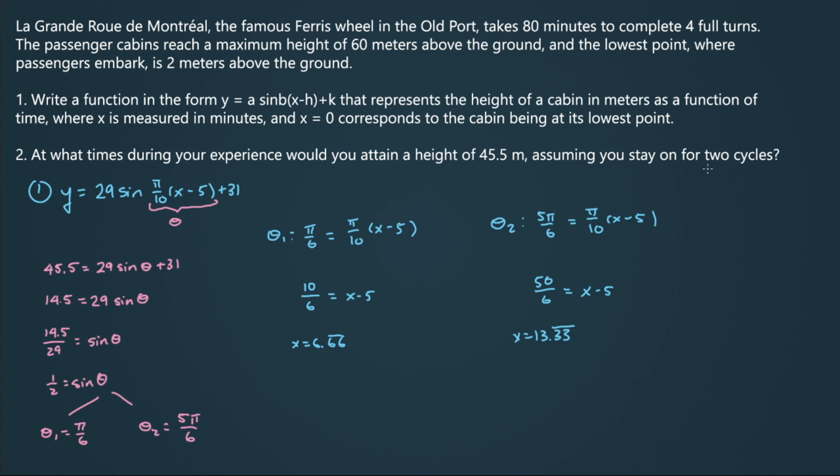But we're staying on for 2 cycles, right? So like we said before, we're looking for 4 solutions. So how do we get the third and fourth solutions? Well, we know the period was 20 minutes, so we just have to add 20 to this and 20 to this to get my third and fourth solutions. So if this is x1, this is x2, then x3 is just x1 plus 20, and that's going to give you 26.66 minutes. And my x4 is just going to be x2 plus 20, and that's going to be 33.33. Okay, and here we have our 4 solutions.